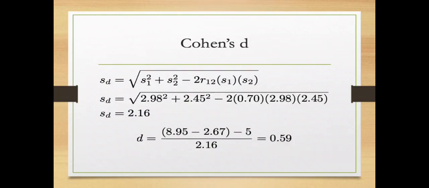Let's calculate our standard deviation first. The standard deviation is the square root of the sum of the variances less the subject variability. We can estimate the latter by multiplying 2 times the correlation between the groups and then multiplying this by the standard deviation of each of the groups. Applying this within our Cohen's d formula, we derive a Cohen's d of 0.59.